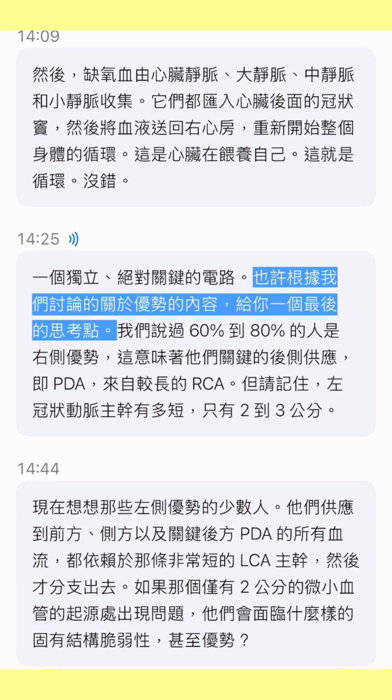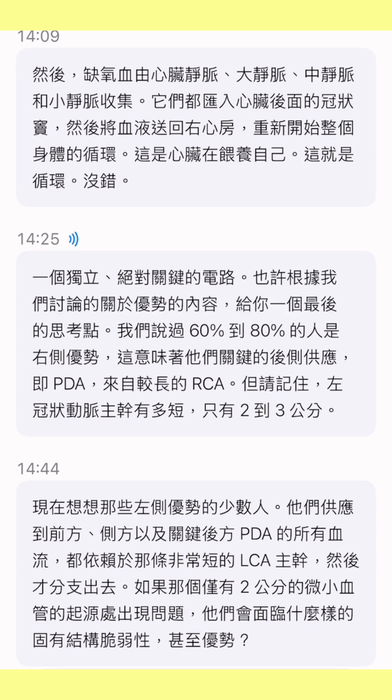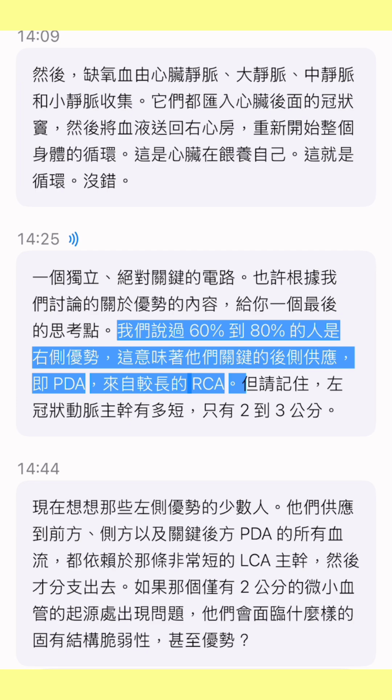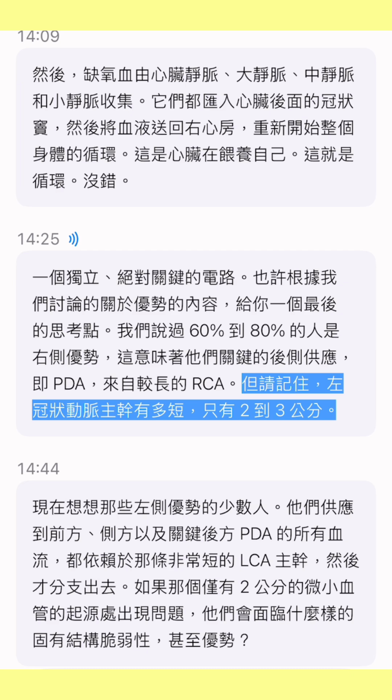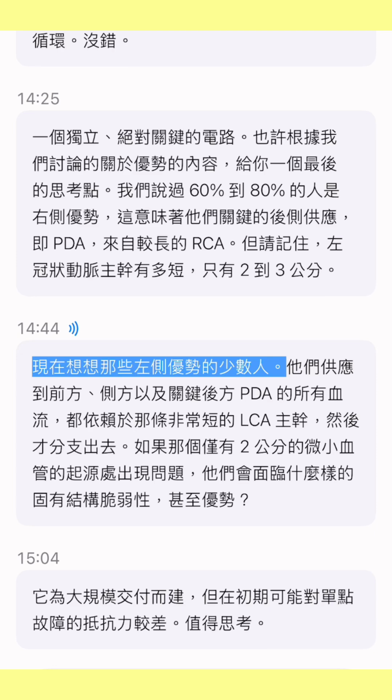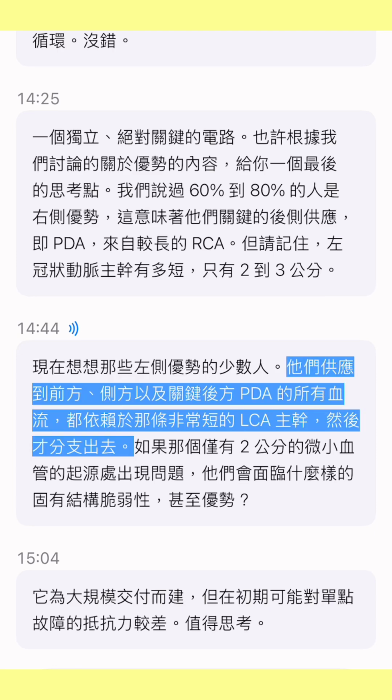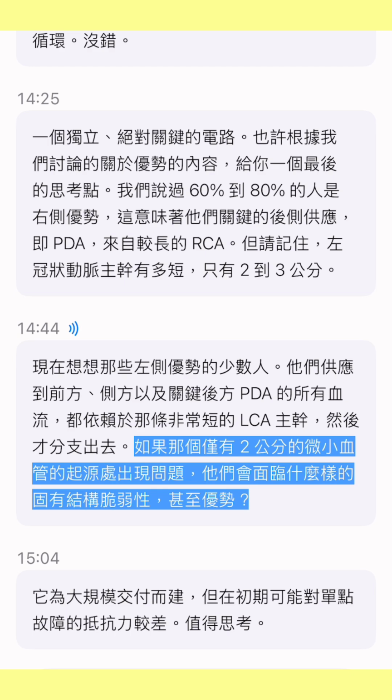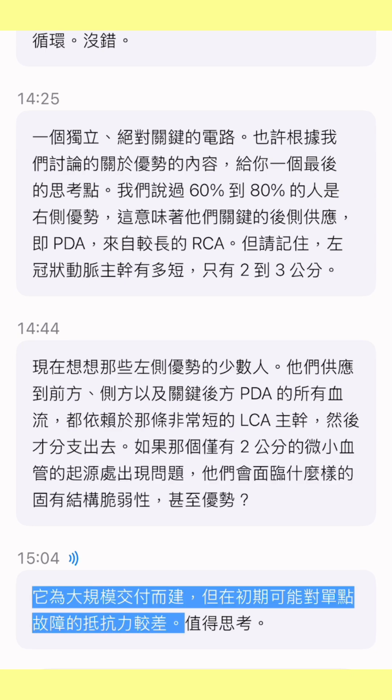And maybe a final thought for you to ponder, based on what we discussed about dominance. We said 60 to 80% of people are right dominant, meaning their crucial posterior supply, the PDA, comes from the longer RCA. But remember how short that left coronary artery main stem is, just 2 or 3 centimeters? Now think about the small percentage of people who are left dominant. Their entire supply to the front, the side, and the critical posterior PDA all hinges on that single, very short LCA trunk before it branches. What kind of structural vulnerability or maybe even advantage does that put them at if something goes wrong right at the origin of that tiny 2 centimeter vessel? It's built for massive delivery, but maybe less resilient to a single point failure right at the start. Something to think about.